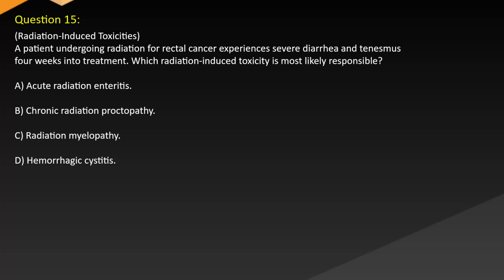Question 15. Radiation-induced toxicities. A patient undergoing radiation for rectal cancer experiences severe diarrhea and tenesmus 4 weeks into treatment. Which radiation-induced toxicity is most likely responsible? A. Acute radiation enteritis. B. Chronic radiation proctopathy. C. Radiation myelopathy. D. Hemorrhagic cystitis.